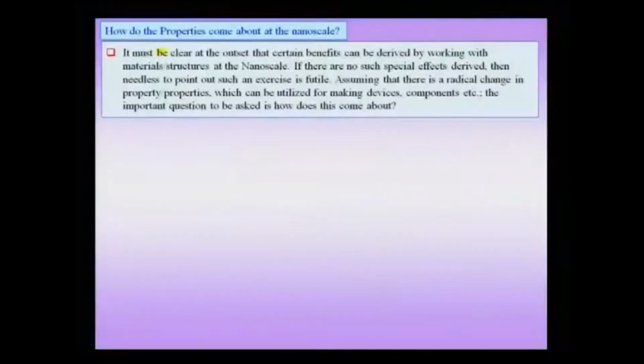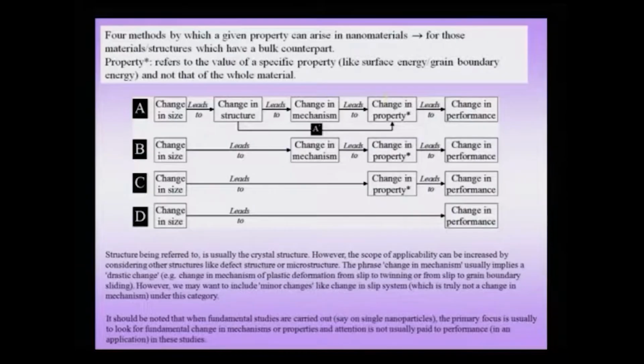So, it must be clear from the outset that certain benefits can be derived working with materials and structures in the nanoscale, and of course, that makes it worthwhile to study this, otherwise this would be a pointless exercise. Assuming there is a radical change in the properties which can of course be utilized for making devices and components, the question is how does this change in properties come about? This is a very important question, because once we have our classification and the approach path in our mind, the mechanism in our mind, then of course we can engineer our components better.